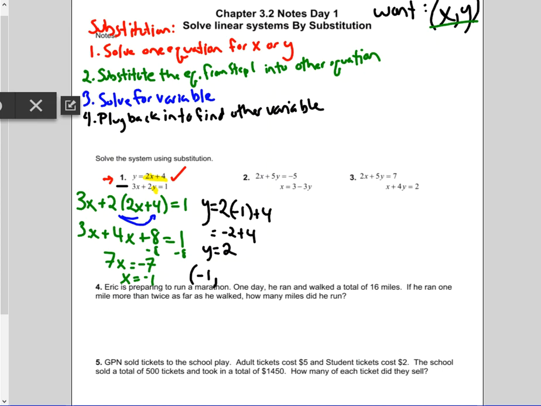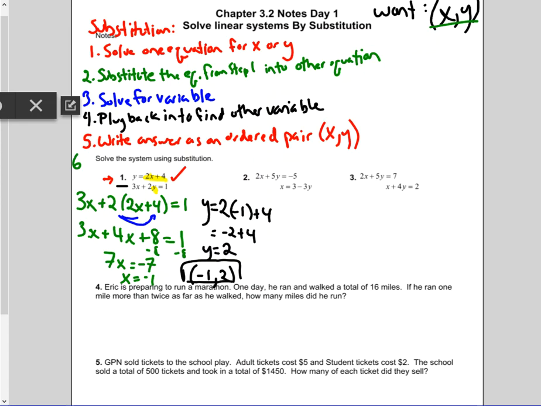So our final answer will be -1 comma 2. The full coordinate point that gives us, so that satisfies both equations. That final step here is write your answer as an ordered pair x comma y, and those will be numbers in there for x and y, just like we have in problem 1.